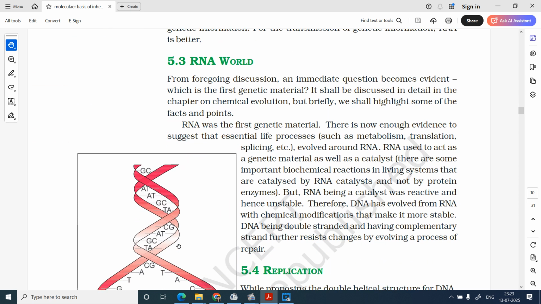5.3 RNA World. From the foregoing discussion, an immediate question becomes evident: which is the first genetic material? It shall be discussed in detail in the chapter on chemical evolution, but briefly we shall highlight some of the facts and points. RNA was the first genetic material. There is now enough evidence to suggest that the essential life processes such as metabolism, translation, splicing, etc., evolved around RNA. RNA used to act as a genetic material as well as a catalyst.